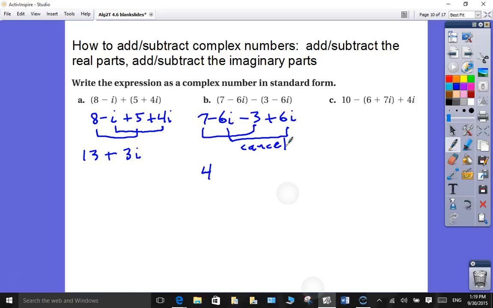So why don't you try the last one, if you didn't already do it. Okay, so distribute the minus. If there was a mistake, a fair number of people did that. 10 minus 6 minus 7i plus 4i. So the real parts are 10 minus 6. The imaginary parts are negative 7i plus 4i, which is minus 3i. Okay.